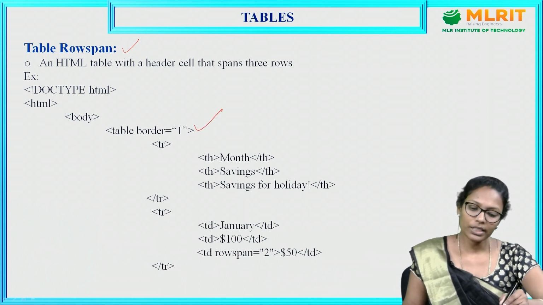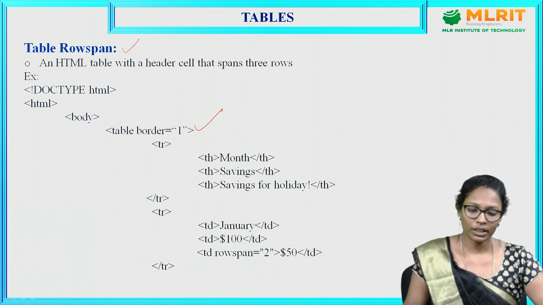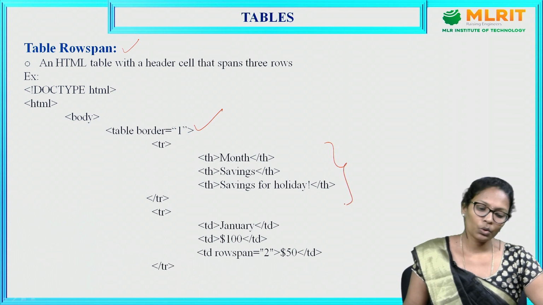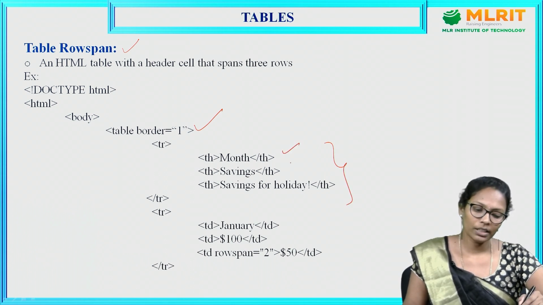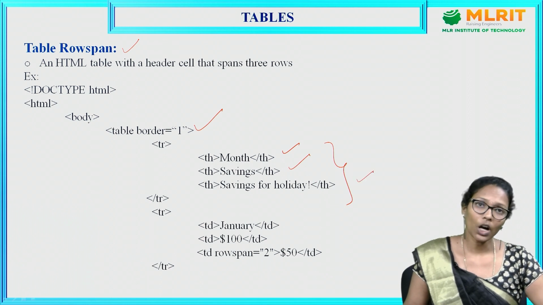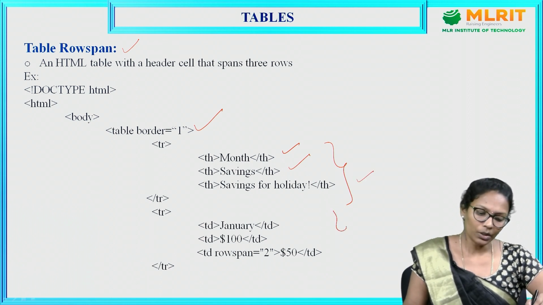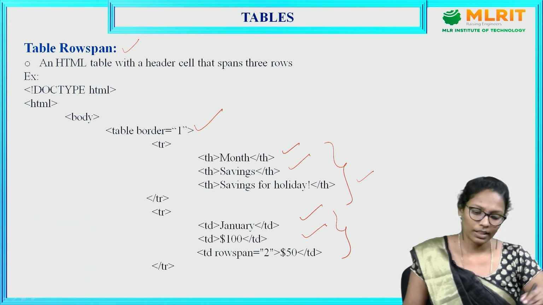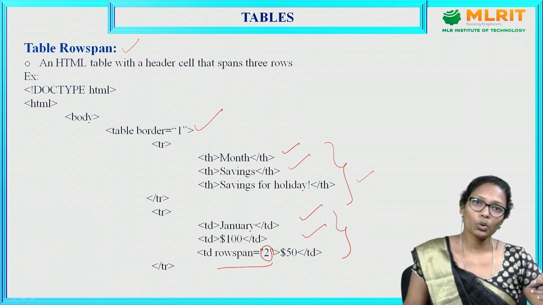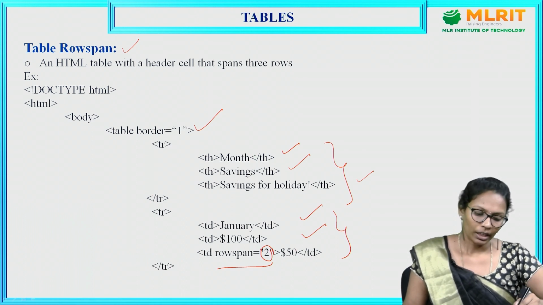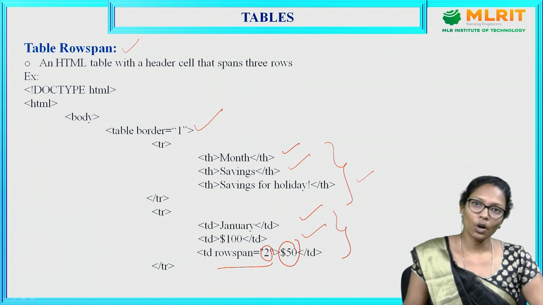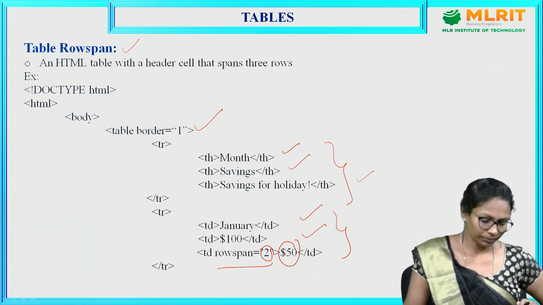So here I'm just creating a table with the border 1, and the first row I'm just inserting as headings: month, savings, savings for holiday. And in the second row, January is the month, $100 are the savings, and the row span I have taken as 2. That means 2 rows will be merged here. And the savings for holiday is $50.